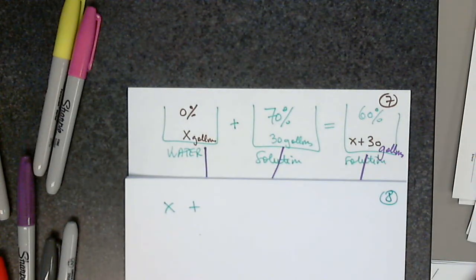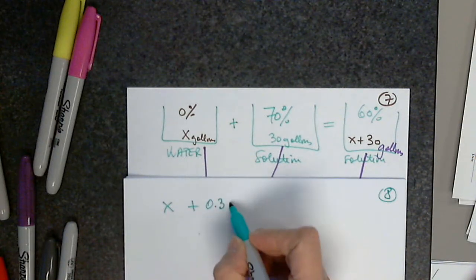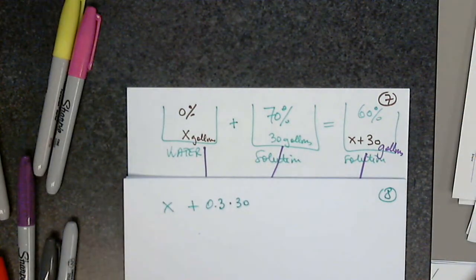Which is 0.3 times 30. The concentration at 70% is antifreeze, so the rest must be water. So how I calculated that was 70 over 100 times 30, and I still got 21. Yes, the 70% because it's 0.7. 70 over 100 is 0.7.